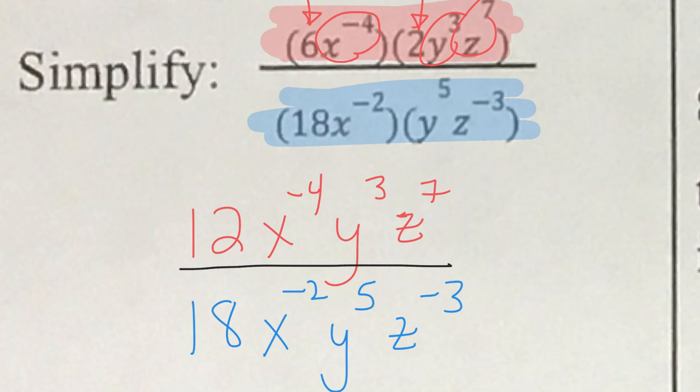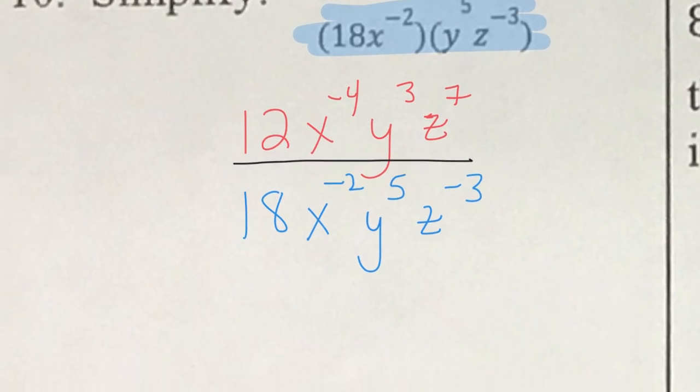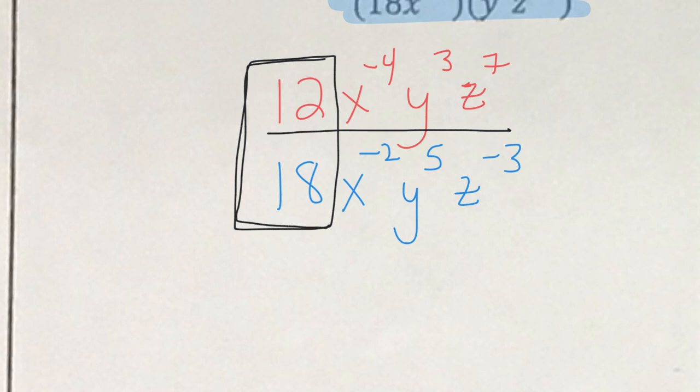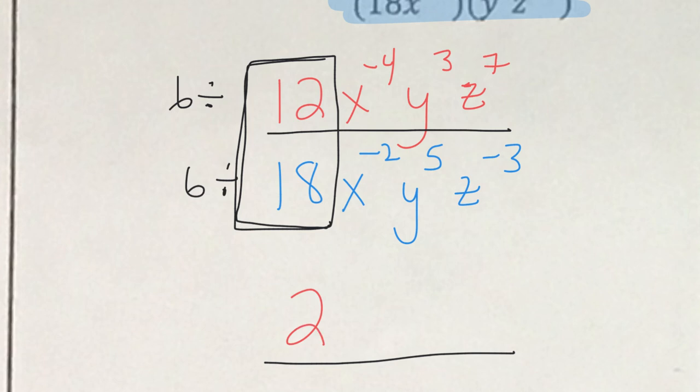Okay, so we have to deal with this just like we did with our warm-up one. Okay, we deal with our numbers. 12 and 18, what do they have as a common multiplier? The answer is 6. 6 multiplies into 12 and 6 multiplies into 18. So 12 divided by 6 is 2. And 18 divided by 6 is 3. So you have a 2 in your numerator and a 3 in your denominator.